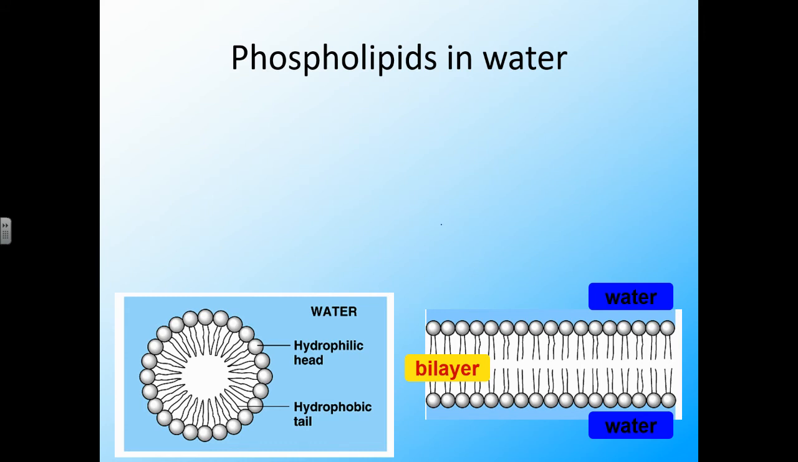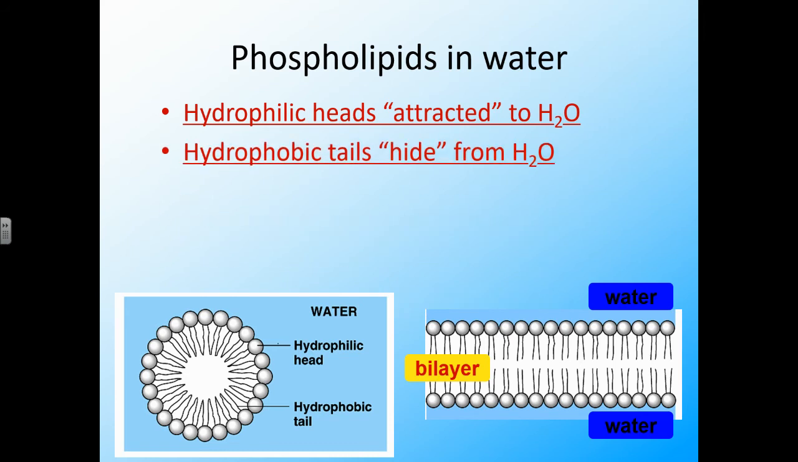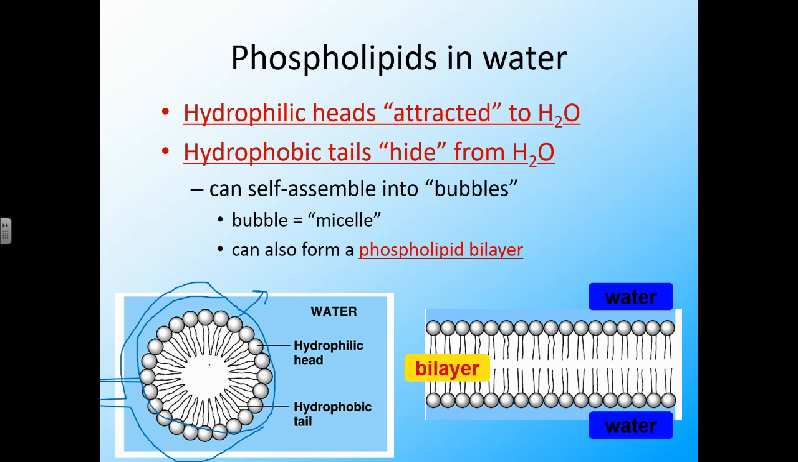If we were to put phospholipids into water all by themselves, again, the hydrophilic heads love to be next to water, and so they're going to face outward towards the water, and the hydrophobic tails hide from water. And so what happens is if we were to drop a bunch of phospholipids into, say, a container of water, they would assemble into these little bubbles, these micelles here. And as you can see, all the heads are facing outward towards water, and all the tails are facing inward away from water. And it can also form a phospholipid bilayer that we see in our cell membrane.